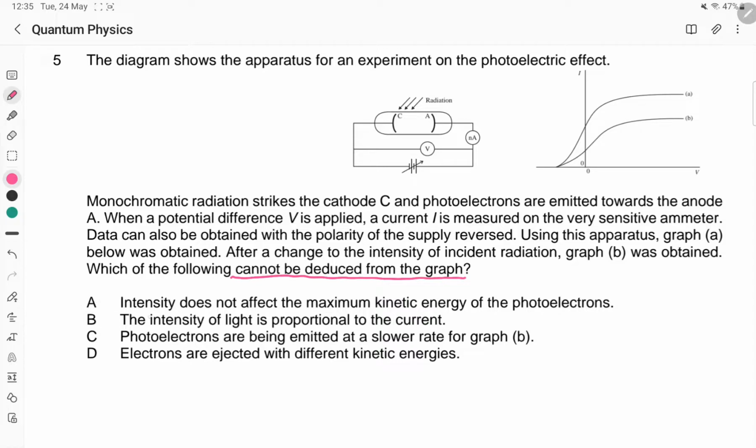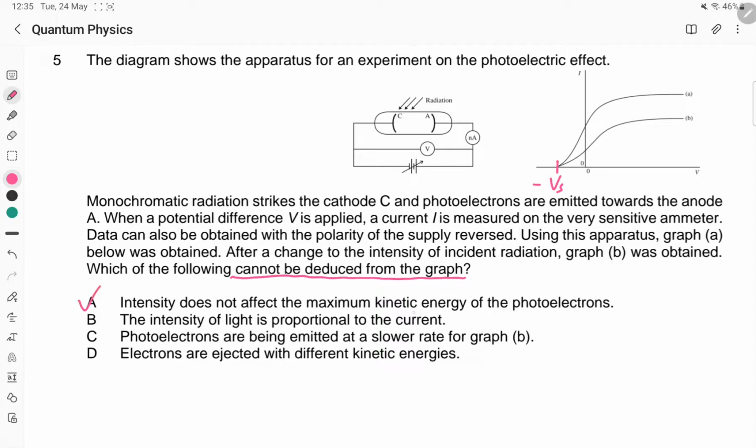Let's look at option A. Intensity does not affect the maximum KE. Can this be deduced? Well, it could, because we have two different intensities. Both of them have the same stopping potential. Stopping potential is an indication of KE max. Therefore, we can see that both intensities have the same KE max because the stopping potential is the same. So it can be deduced from the graph.